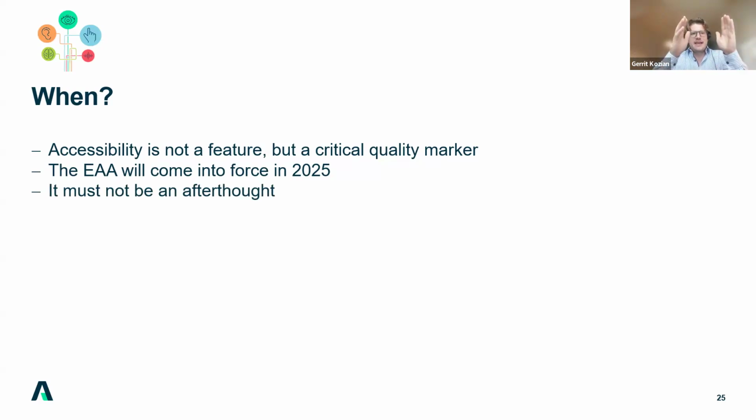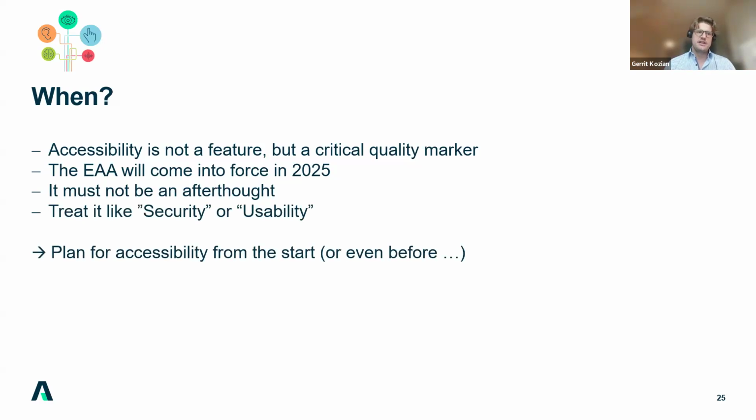So don't do it after building your software, do it while building it, do it beforehand, analyze it. And lastly, treat it like security or usability, which you wouldn't bake into a product once it has been released. It's been thought of before. So really important: plan for accessibility from the start or even before.